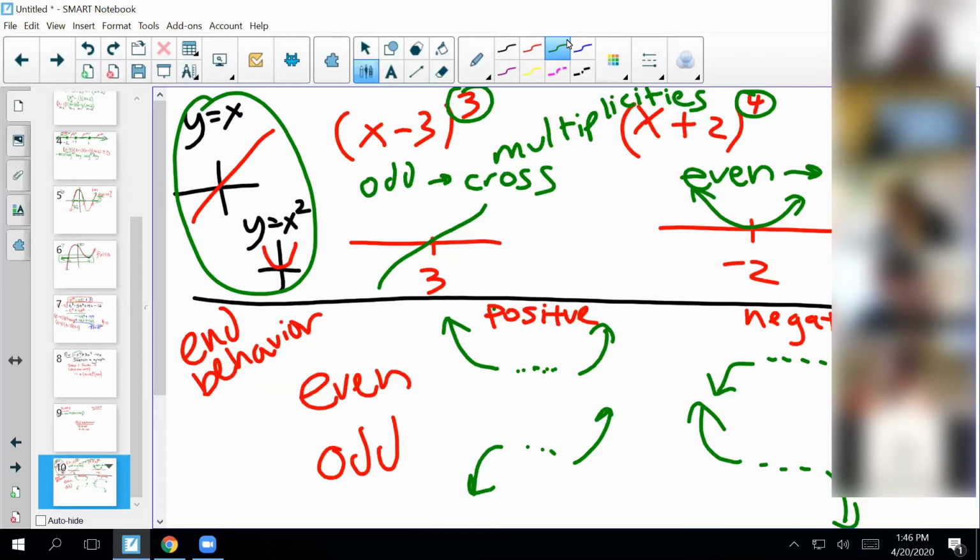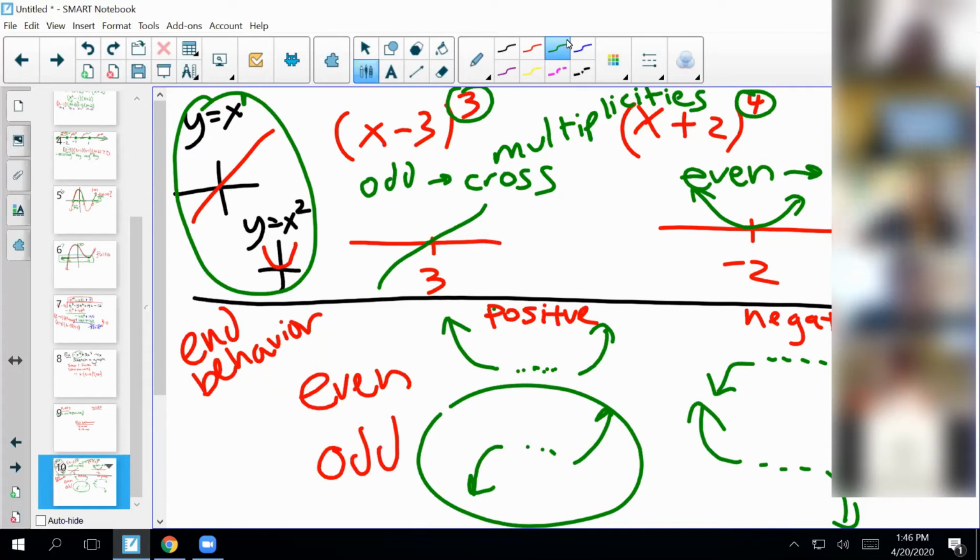So x to the 1 is odd, right? That would be an odd degree. Well, that's going to cross over, right? So that's going to tell you the multiplicity, but it's also going to tell you the end behavior. This is the same end behavior as x to the 1. And the same thing for all these even ones. Every even thing on here kind of looks like x squared, right? This looks like an x squared, this looks like an x squared, and so on. So it's actually not as much to remember as you might first think.